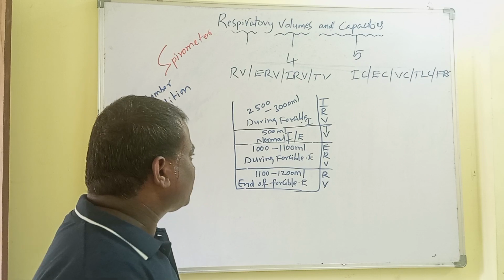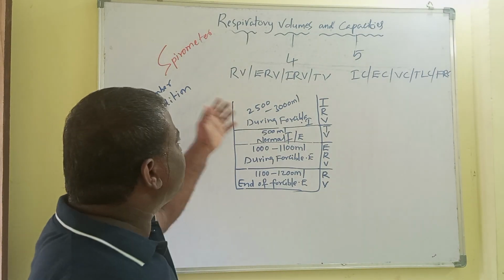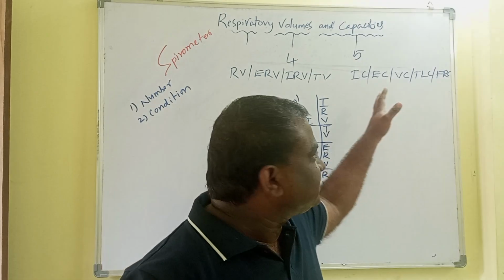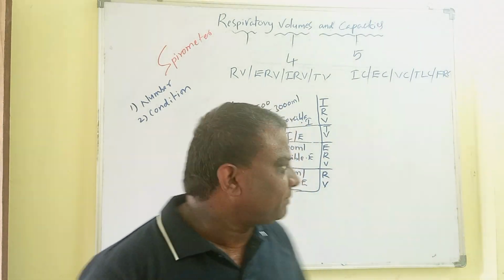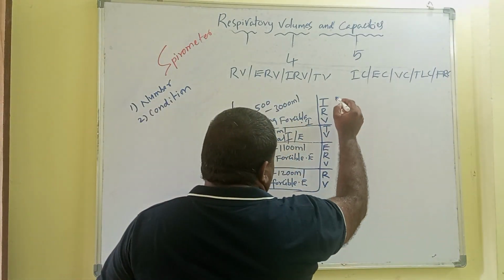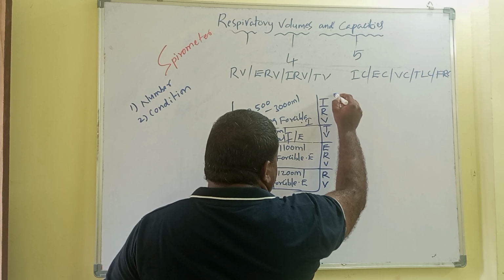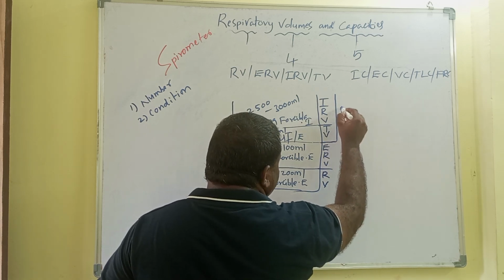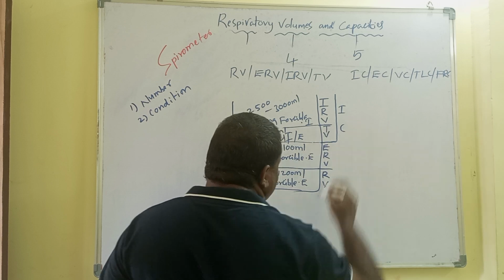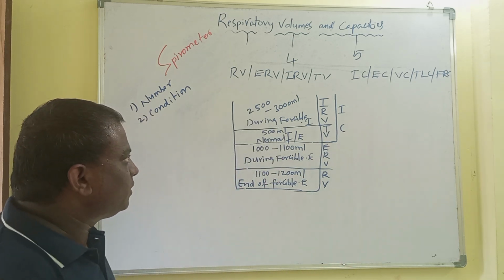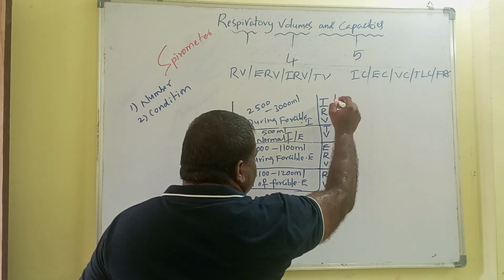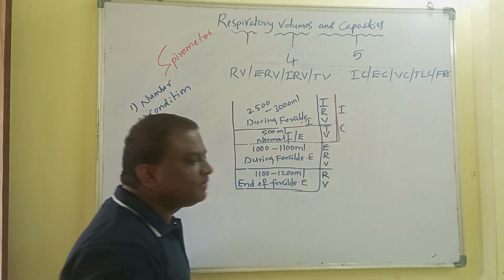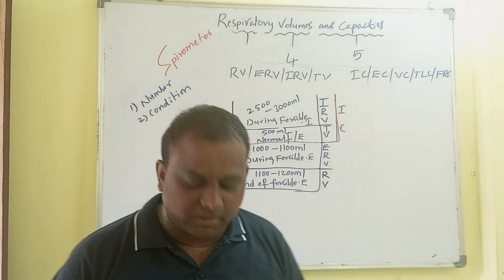Right? Let us see what the capacities are. The combination of volumes is what we call capacities. So as I said, 5 capacities are there. The first capacity is inspiratory capacity, that is IC. You can see here inspiratory capacity. I marked here IRV plus TV. That is inspiratory capacity.